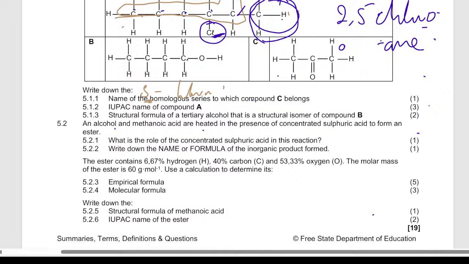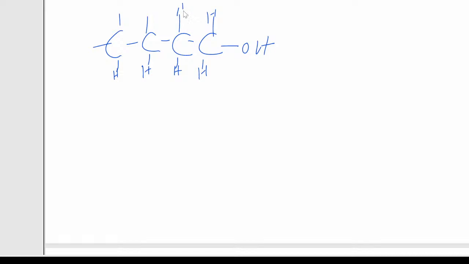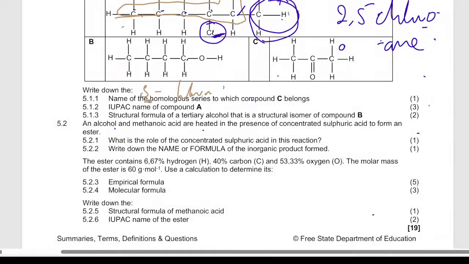Since we are using this alcohol, we need to find out: it's 1, 2, 3, 4. This process, remember, is called esterification. So I have 1, 2, 3, 4, then the alcohol. Remember, these are hydrogens. Just for the sake of time, I might not put them all, but in the exam, if you don't put them, you're going to get it wrong. So this alcohol is done.